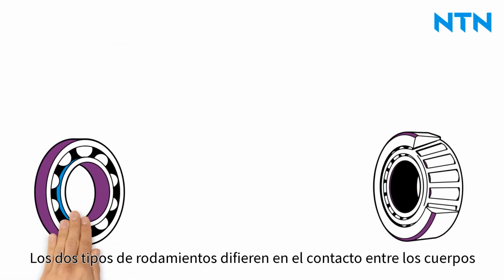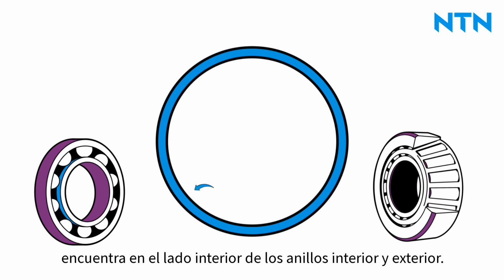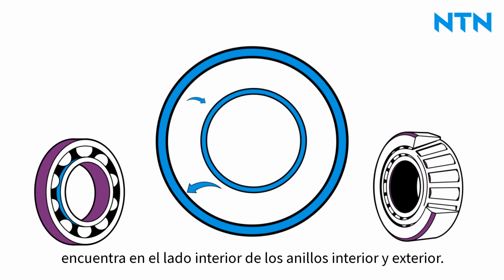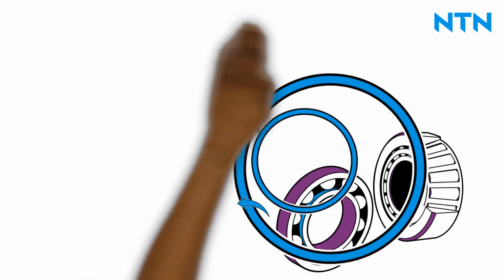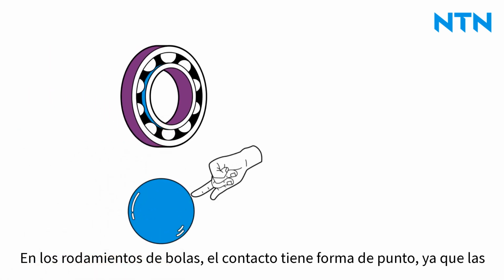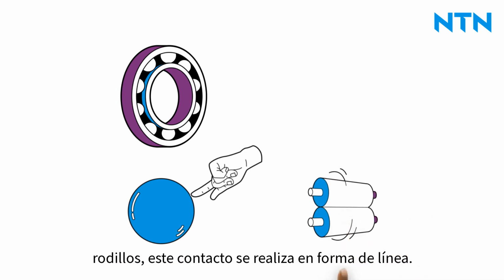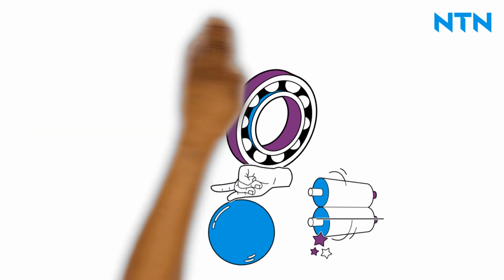The 2 bearing types differ in the contact between the rolling elements and the raceway surface. The contact is on the inner side of the inner and outer rings. In ball bearings, the contact is point-shaped, as the balls can only touch the surface at one point. In roller bearings, this contact is in the form of a line.